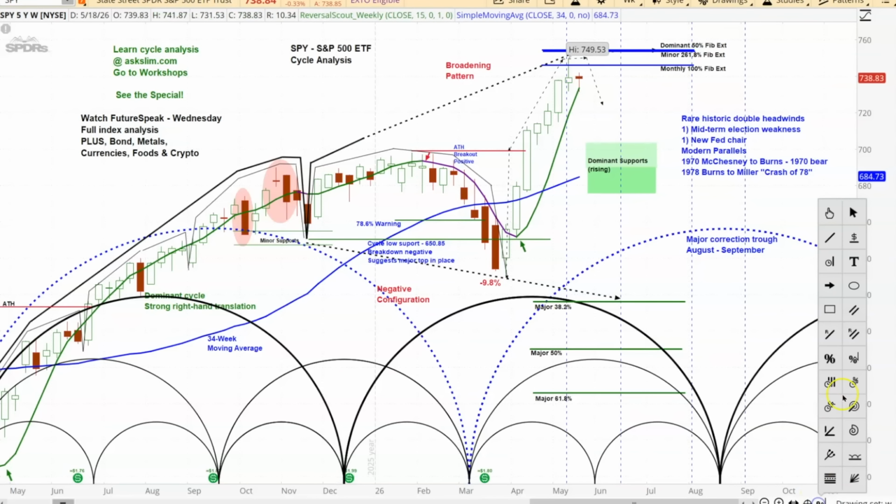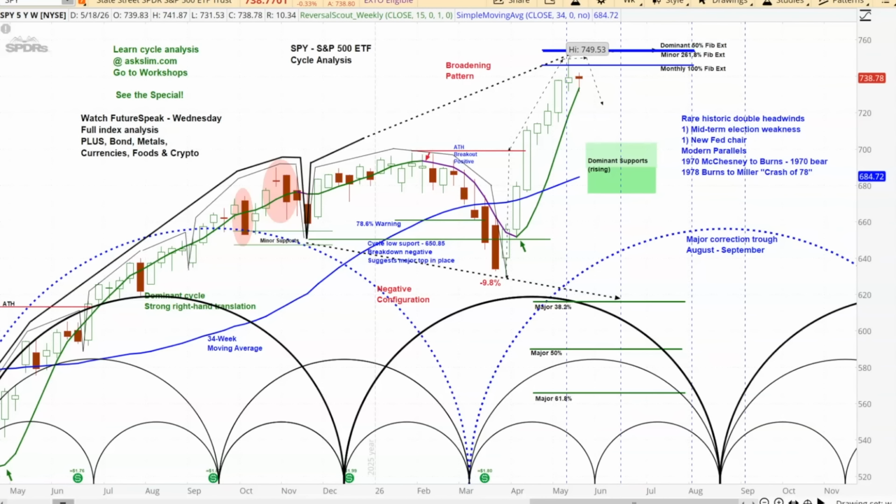So the first thing we're going to look at right over here is the weekly chart. Now, there's a lot of lines on here, and some people write to me and say that they can't even make out the charts because there's so much on here. But if you become well attuned to the work that we do, you will understand what I'm presenting here.